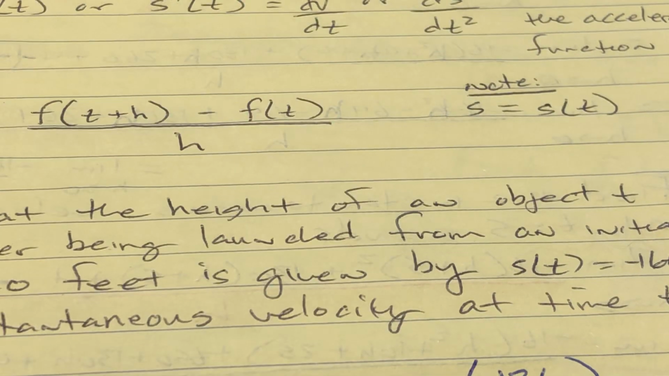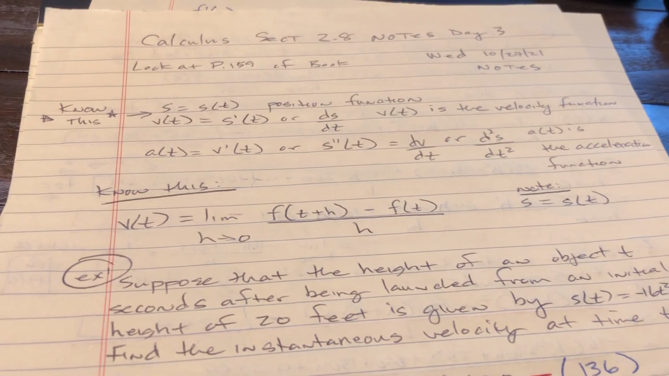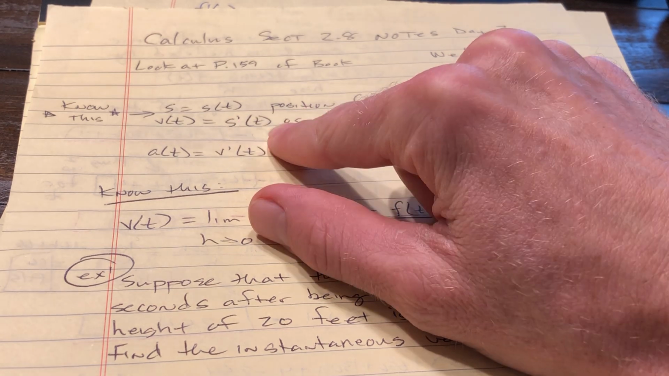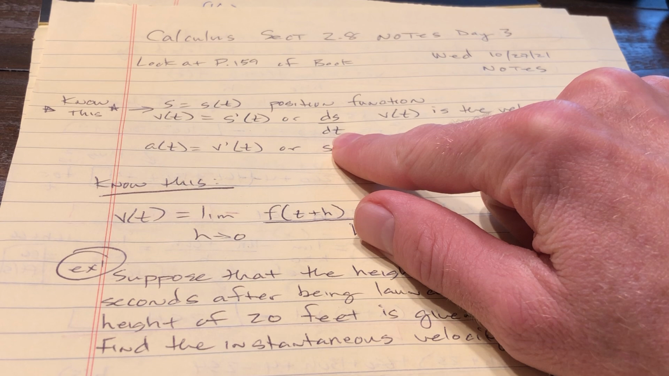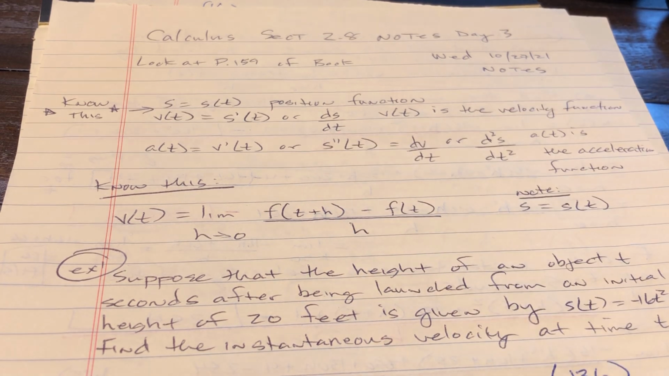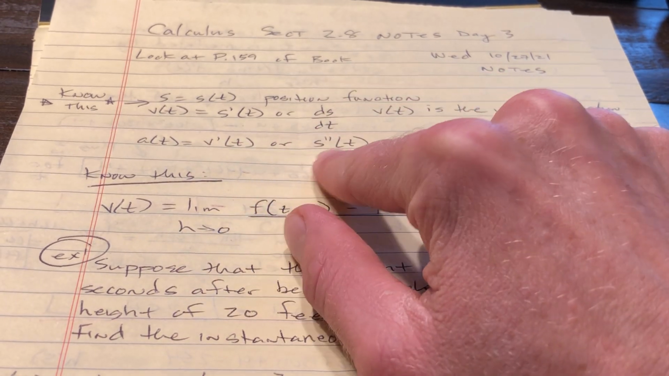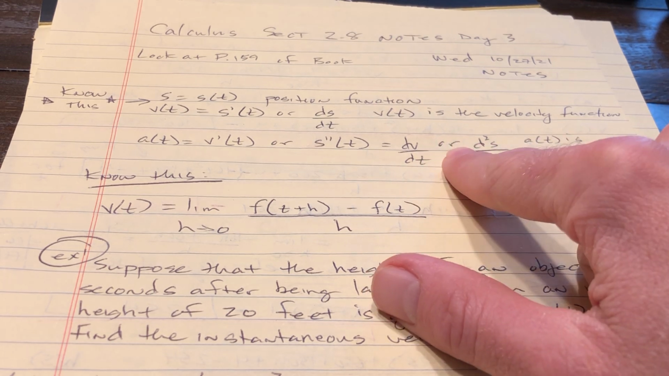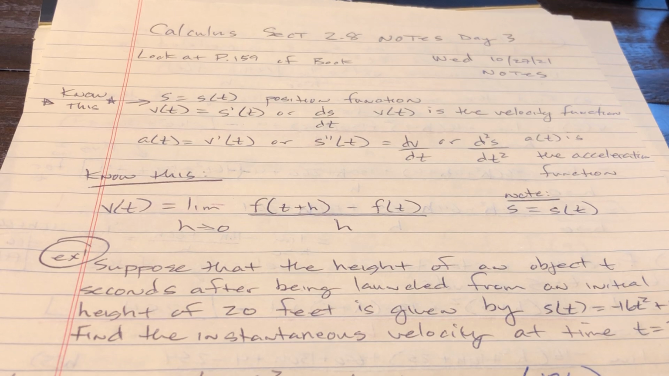All right, so let's talk about that. So know this. That s, which is s of t, is the position function. V of t is the derivative, s prime of t, or ds dt. T is the independent variable. You're going to be taking the derivative of t. V of t is the velocity function. A of t is the derivative of velocity, or the second derivative of position. A of t is the acceleration function.